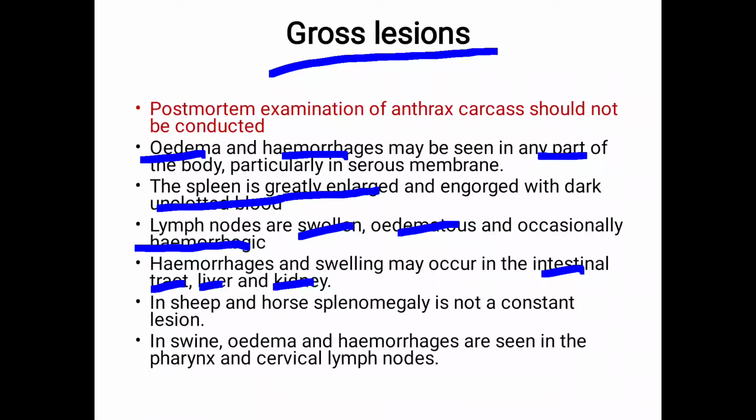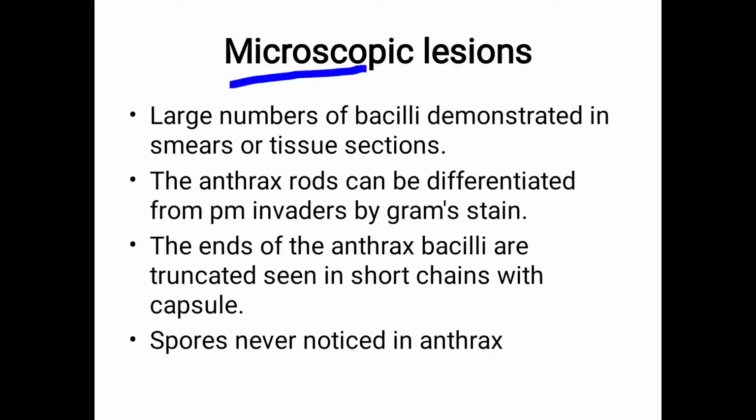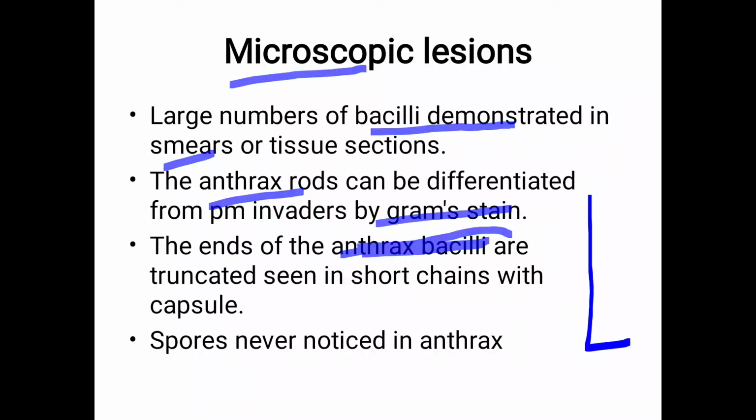In sheep and horse, splenomegaly is not majorly noticed. In swine, edema and hemorrhages are seen in the pharynx and cervical lymph nodes. This is the microscopic slide view of the bacilli. Then let us come to the microscopic lesions. Large numbers of bacilli are demonstrated in smears or tissue sections. The anthrax rod can be differentiated by gram stain. The ends of the anthrax bacilli are truncated in nature.